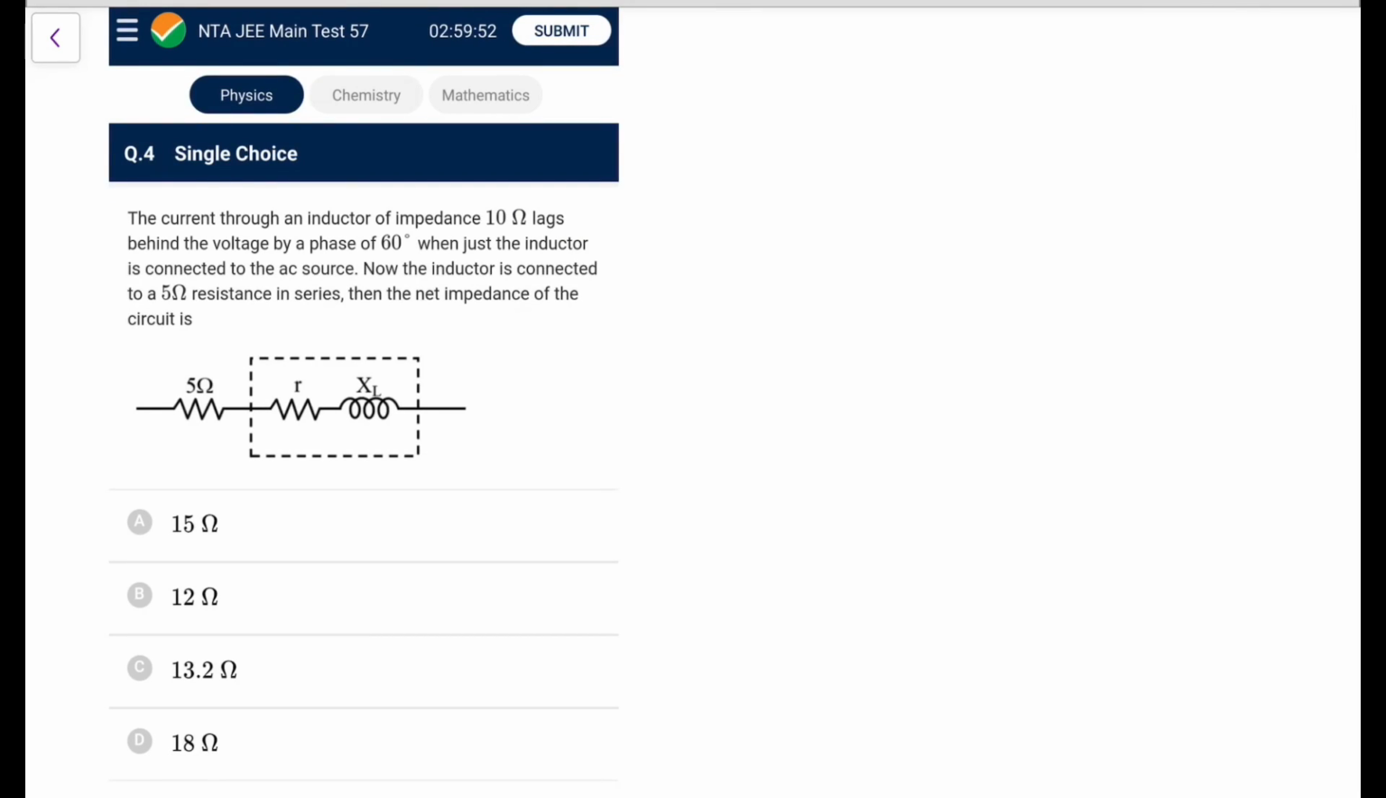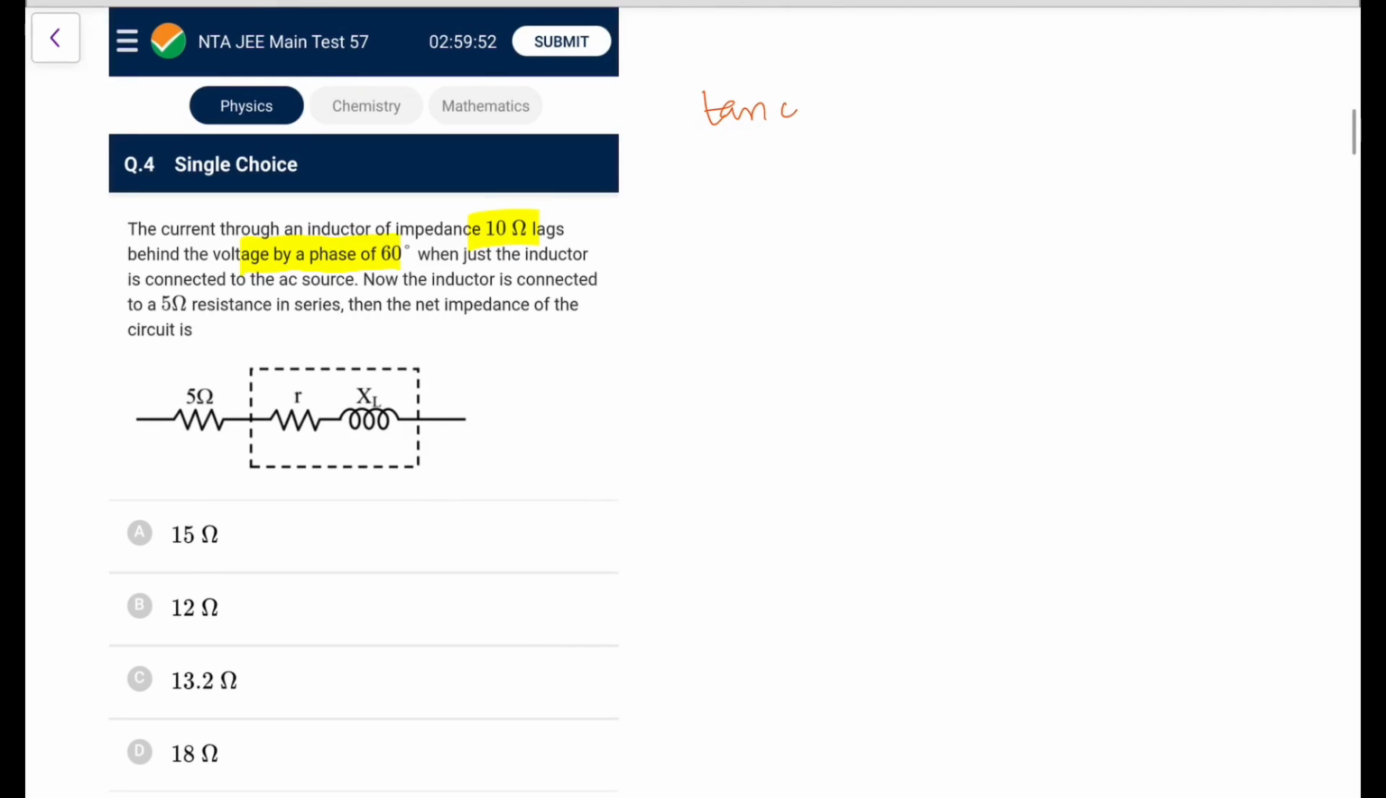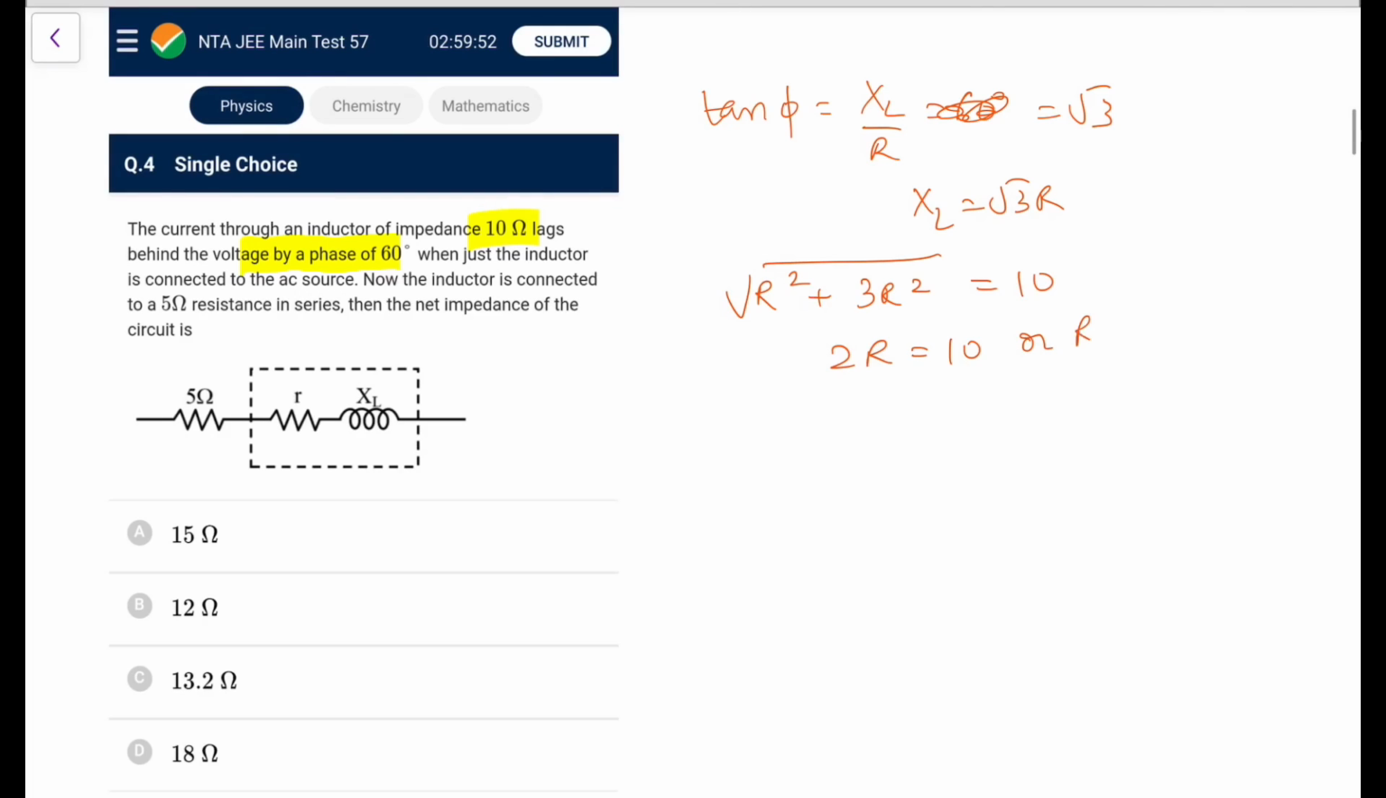Next, the current through an inductor of impedance 10 ohm, remember, lags behind the voltage by a phase of 60 degrees. So what we can say, if it is XL and R, tan phi is XL by R, that is equal to tan 60 degree, tan 60 is root 3. So XL is root 3R, and what we have, R square plus XL square, that is 4R square, and the root is given as 10. So what we have, 2R is equal to 10, or R is equal to 5 ohm, and XL is equal to 5 root 3 ohms. That is what I can make from this data.